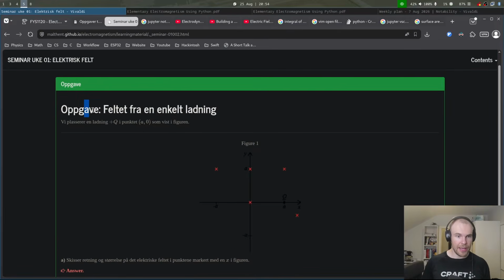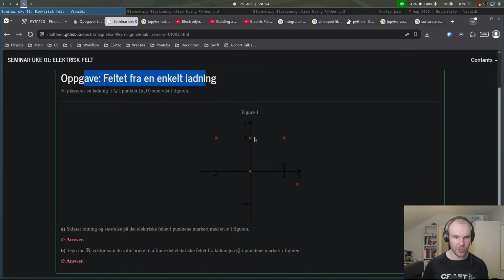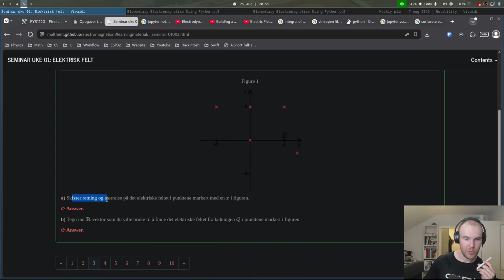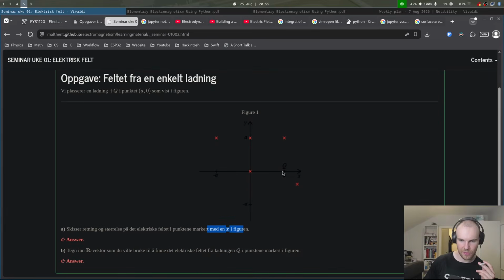Okay, now field from a single charge. So we place Q in the point there. It's a bit unclear, but it's there, because I have this extension. So it's placed there. We want to just draw the direction and the size of the electric field in the point marked with an X in the figure, right?